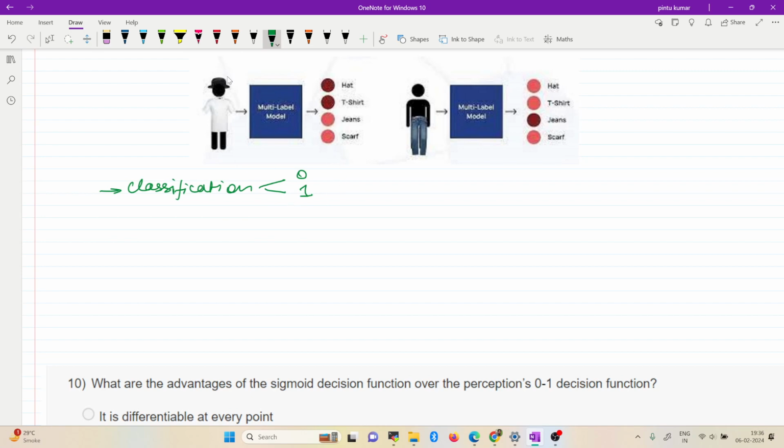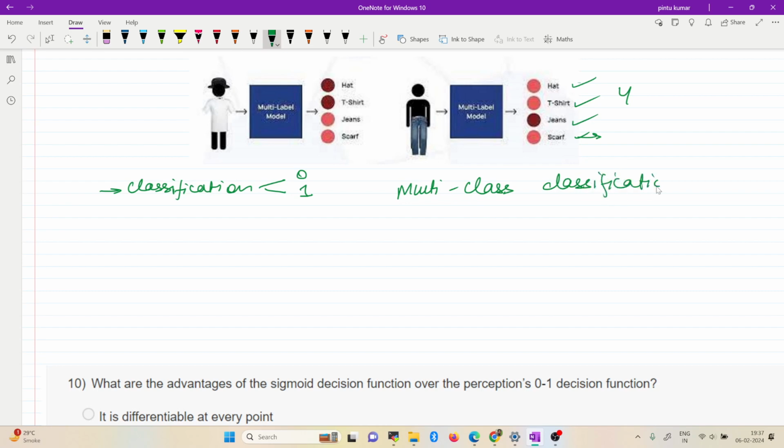For example, let's consider this example where you have photos of people wearing some clothes and you want to predict what kind of cloth it is. This is a very real-world application. In that you don't have only two choices, but you have four choices to choose from: whether it is a hat, a t-shirt, jeans, or a scarf. This kind of setup is called multi-class classification. From binary, we have moved to multi-class classification.